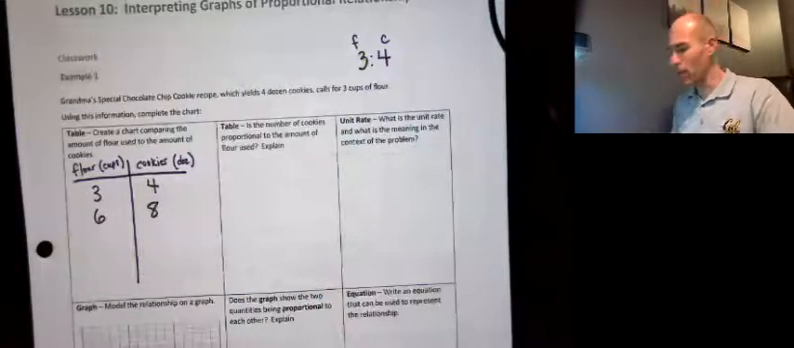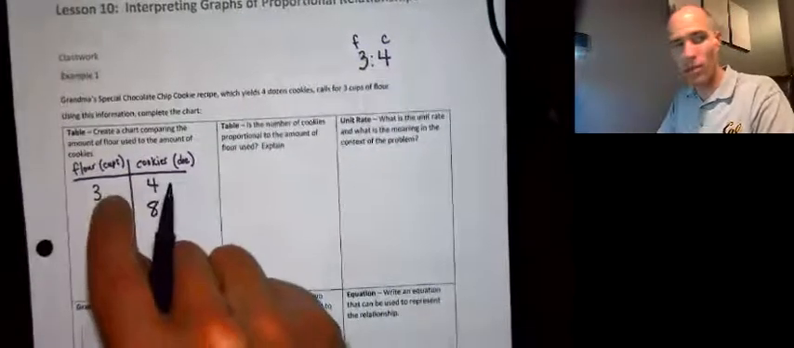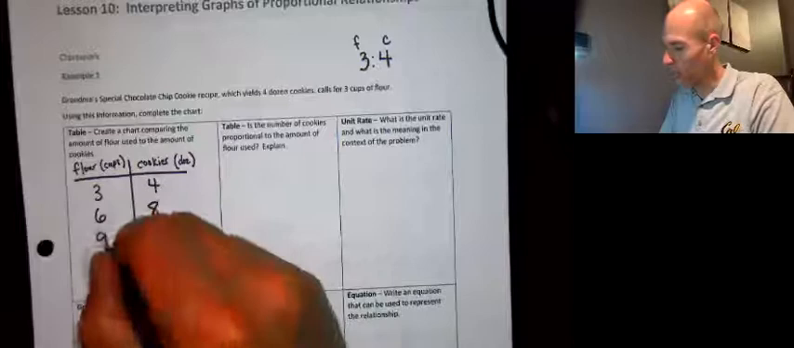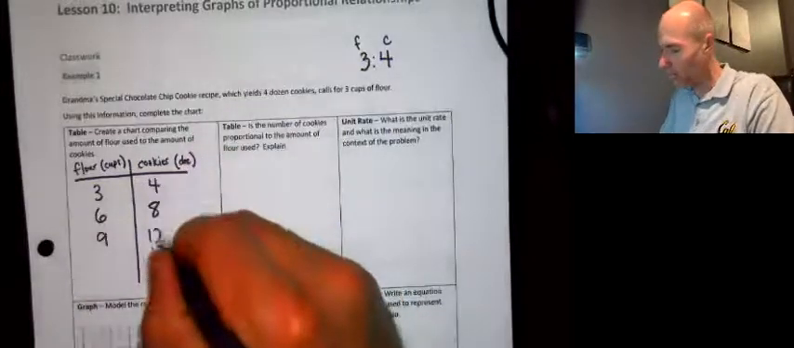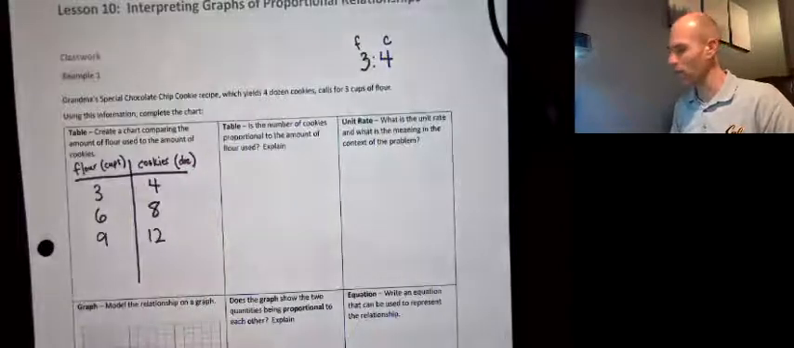And then we could sort of make like a triple batch, right? If we were to triple this 3 here and make 9, we could triple this 4 and make 12. And I think that's good enough. We don't have to make a table with like a million different values.